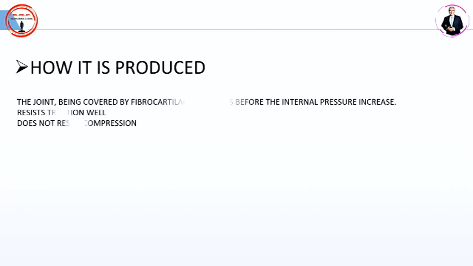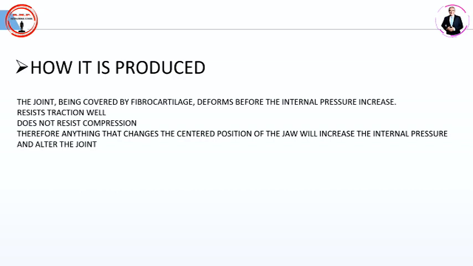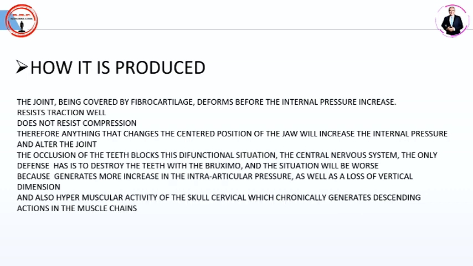The joint, being covered by fibrocartilage, deforms before the internal pressure increase. It resists traction well, but does not resist compression. Therefore, anything that changes the centered position of the jaw will increase the internal pressure and alter the joint. The occlusion of the teeth blocks this dysfunctional situation.